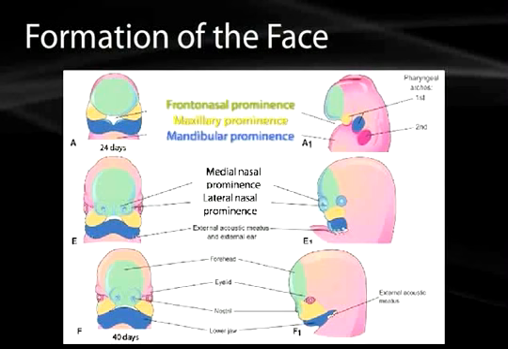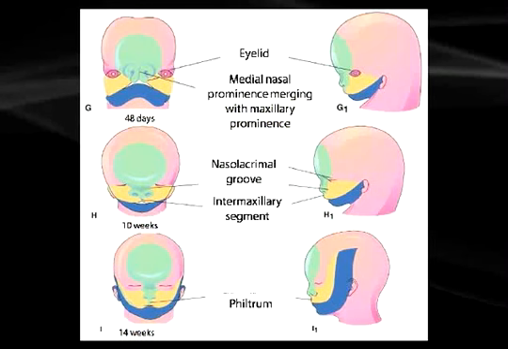At 24 days, the stomodeum is starting to be anterior in location, and this is going to fold under as that frontonasal prominence is going to start to connect with the maxillary prominence and the medial nasal aperture.